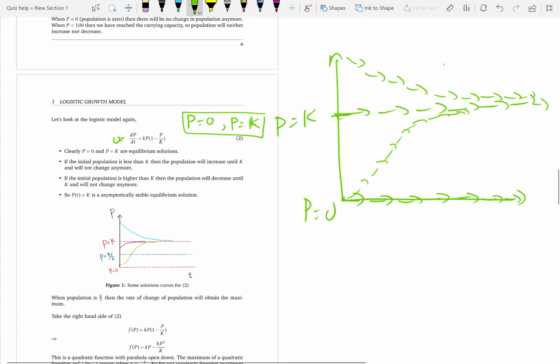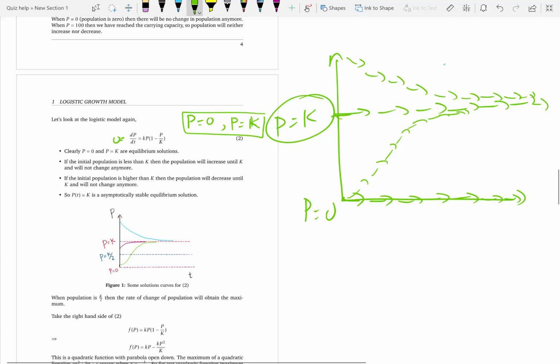And this equilibrium solution, P equals K, is it stable or unstable? Think about it. It's a stable equilibrium solution, right? Because from both sides of the equilibrium solution, the arrows approach towards carrying capacity. Physically, if you have a population just less than carrying capacity, you will increase up to carrying capacity and stabilize. If you have a population over carrying capacity, you will decrease and approach carrying capacity and then stabilize. So this is an asymptotically stable equilibrium solution.